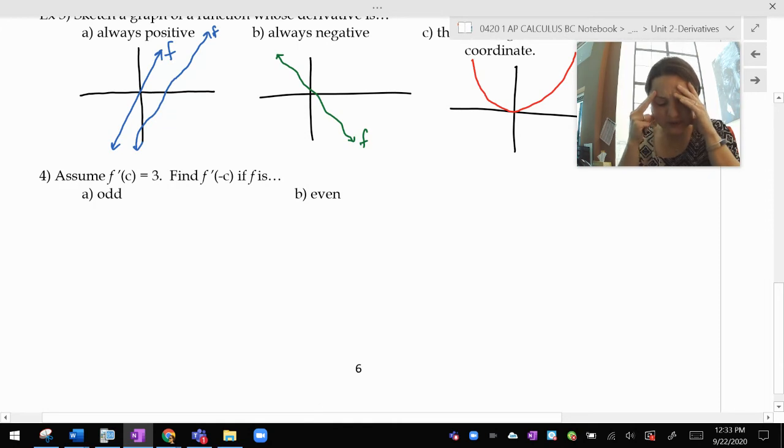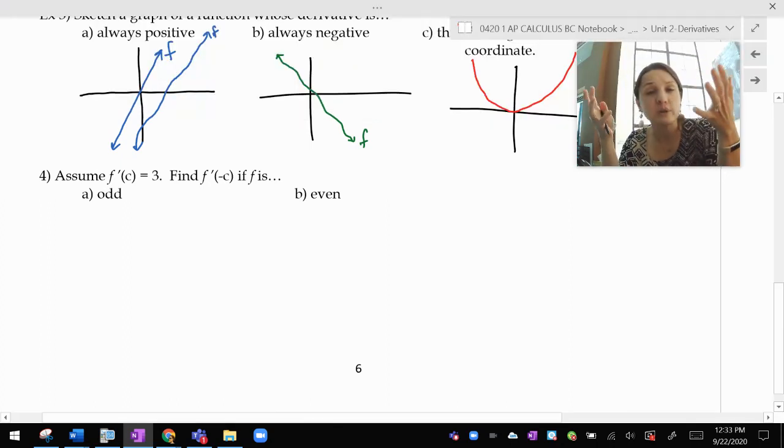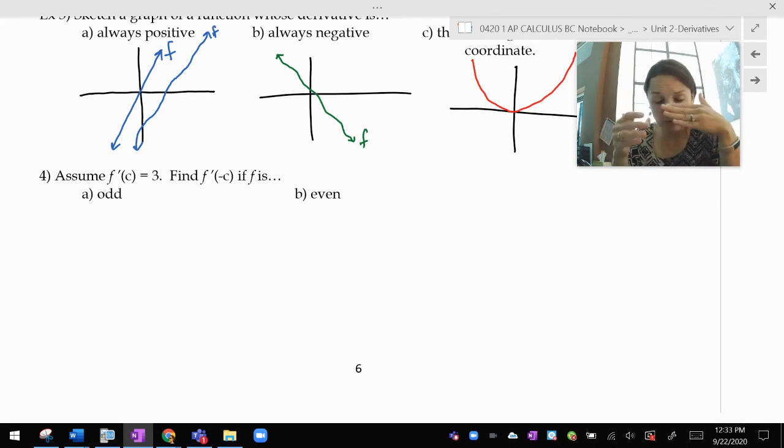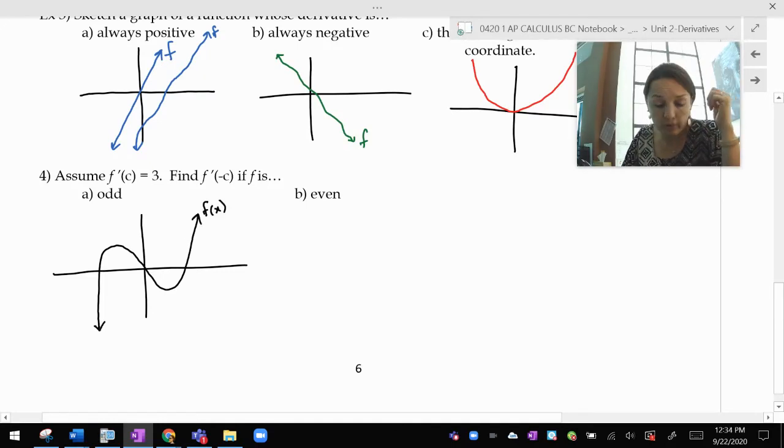Assume f prime of c is 3. In other words, the derivative at c equals 3. Find the derivative at negative c if f of x is odd or even. Ooh, okay. Now, if you remember, I'm going to talk graphically because we're in a graphic part of the unit. If f of x is odd, functions are symmetric with respect to the origin. So a function symmetric with respect to the origin would maybe look something like this. Like f of x equals some kind of a cubic function.